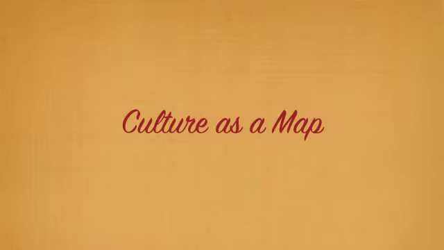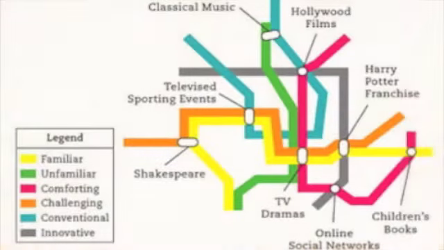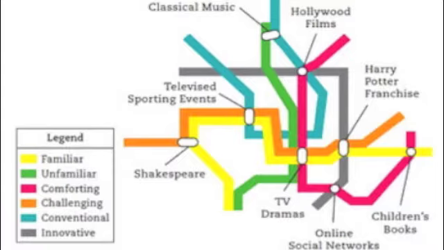By contrast, when we look at culture as a map, this is less elitist, less hierarchical, more inclusive. So you'll see, for example, that we've got Shakespeare here as challenging, but also familiar. Most people know who Shakespeare is, but they don't necessarily turn to him for light reading.